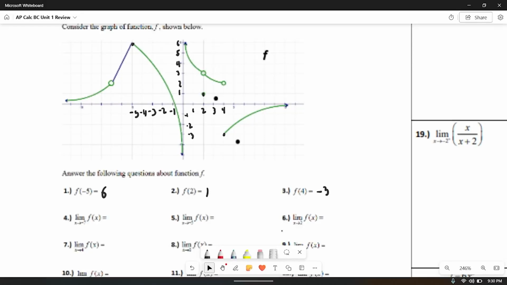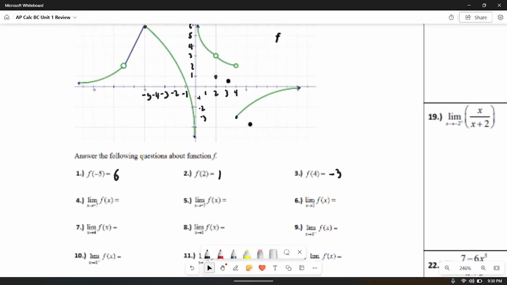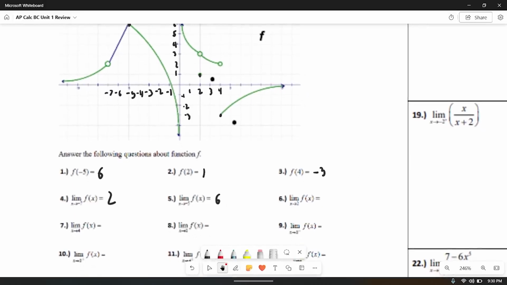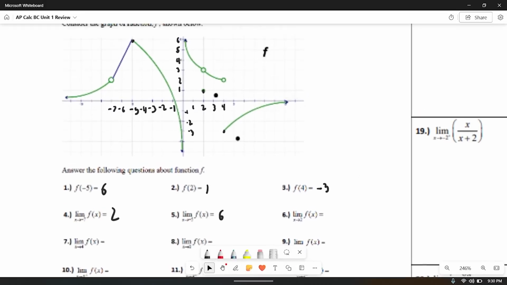Then we have our first limit, as x approaches negative 7. This is negative 6, and then this is negative 7, so it's going to be this hole right here, so that's going to be at 2. Then we have the limit as x approaches negative 5, which is going to be up here, which is 6. Then we have the limit as x approaches 2 of f of x, which we're going to be using the hole right here, because we're approaching from the left and from the right. We hit this hole, so we get 3 for this one.